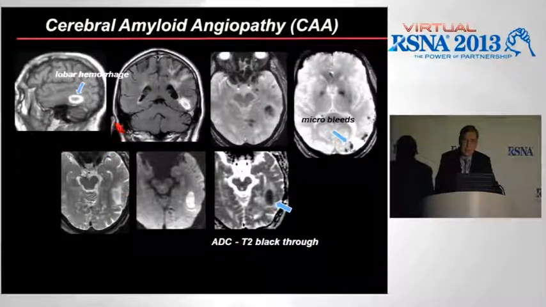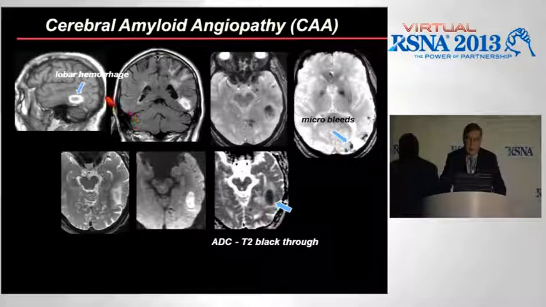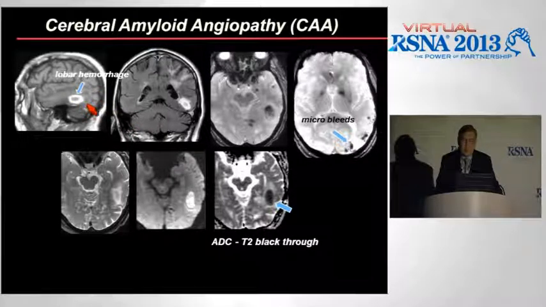So this is a typical example of cerebral amyloid angiopathy. We can see this lobar hemorrhage here within the temporal lobe.